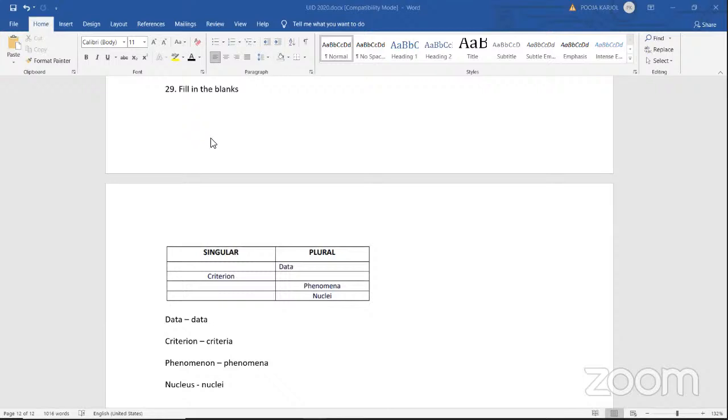Agatha Christie, Veronica Roth. Jeff Kinney. Sorry, who? Jeff Kinney. Okay, I don't know who that is. Can you name? Diary of a Wimpy Kid. Oh, right, right. Okay, Diary of a Wimpy Kid.